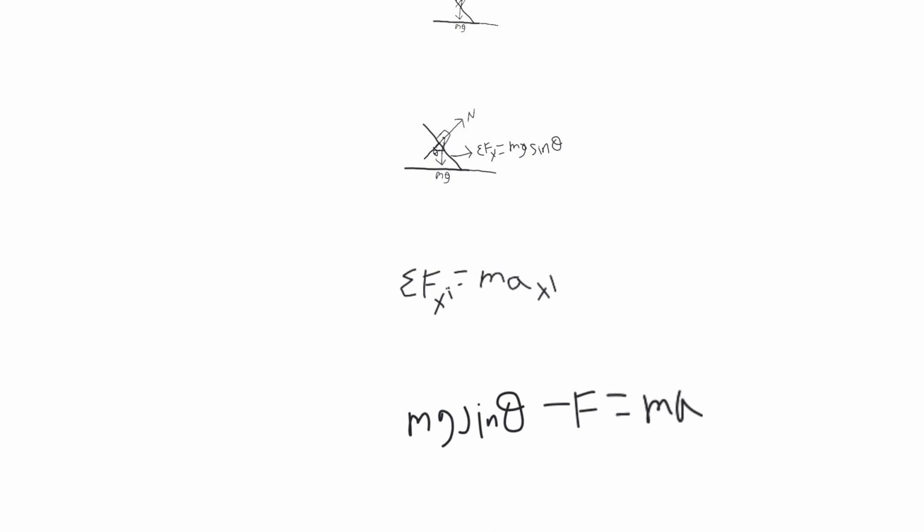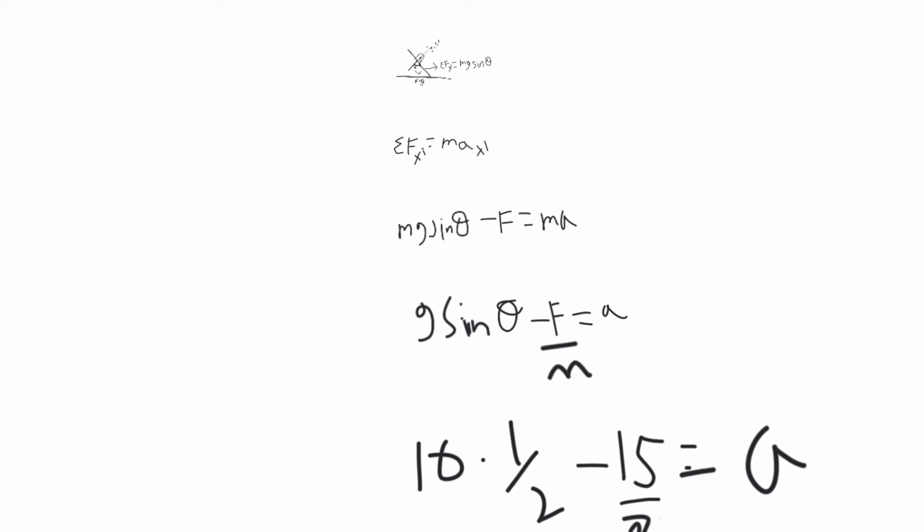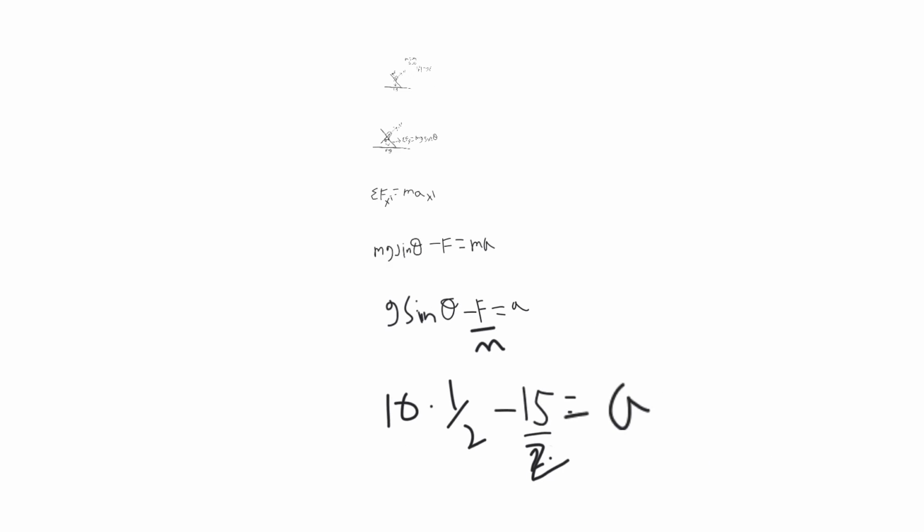And we also know that the sum of the forces in the x prime is equal to mass times acceleration. So now we're just going to put in the forces that we know, which is the weight force sine of theta minus F equals mass times acceleration. And then if you isolate the acceleration by dividing both sides by m, you get the gravity sine of theta minus F divided by m equals acceleration.